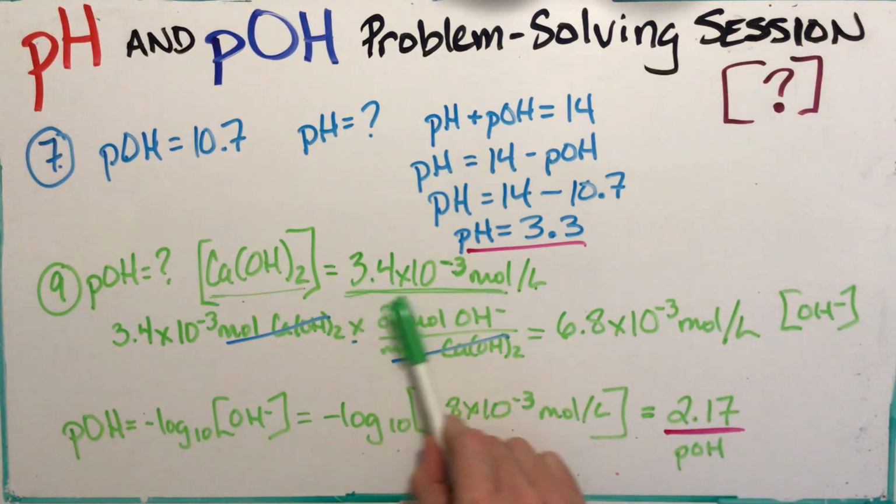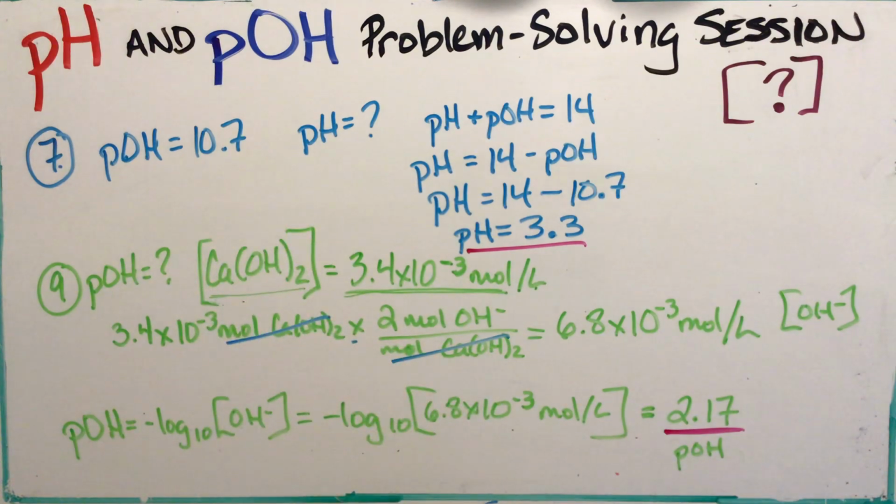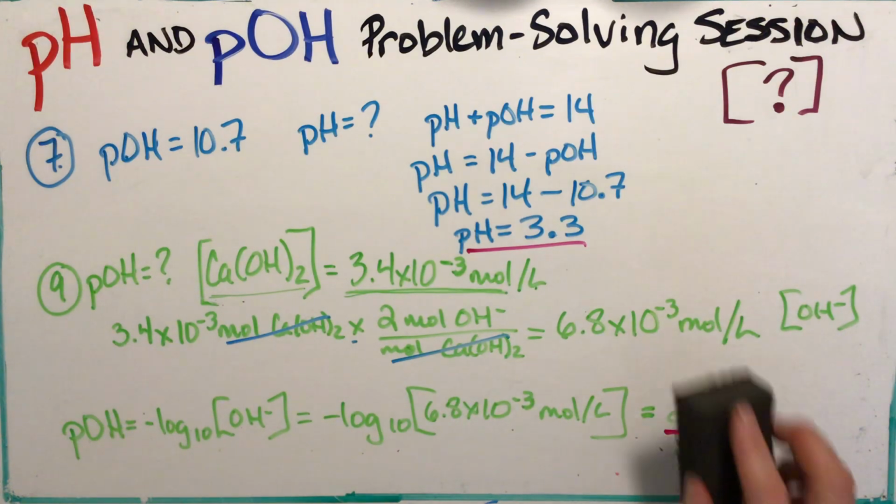All right. This one said the concentration of calcium hydroxide, not just hydroxide. So because of that, I had to do this little middle step here and get this value, which goes in for the hydroxides. All right. Number 11 is coming up. Pause the video now if you need to get those down or take a look at them for a bit. I'm going to do number 11.